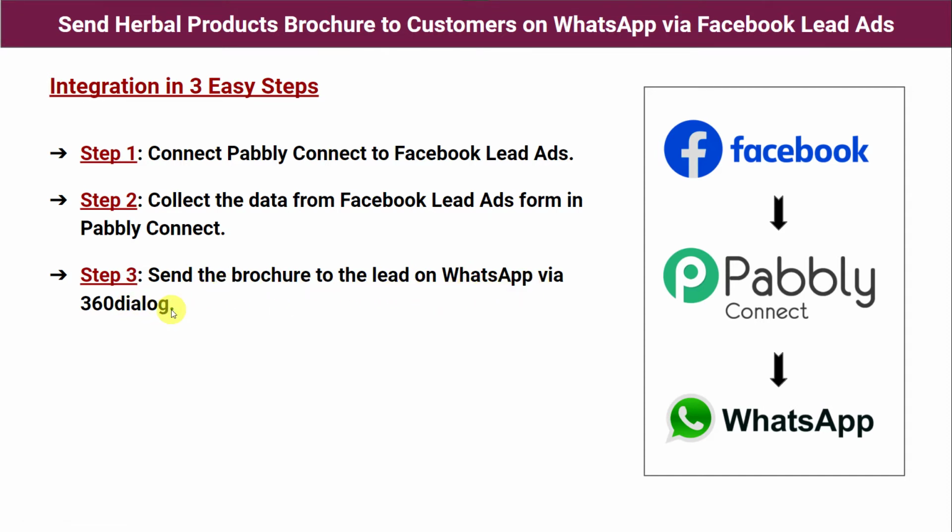So at step 3, whatever the data Pabbly Connect has captured from Facebook lead ads, the same data will be used, and a message along with the brochure will be sent on the WhatsApp number of the customer. And here we are going to use an application that is 360 dialog for sending the messages on WhatsApp. So in this way, we are going to create an integration between Facebook and WhatsApp using Pabbly Connect. So let us learn the integration process now.